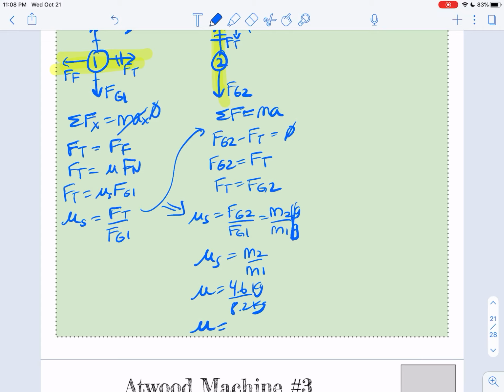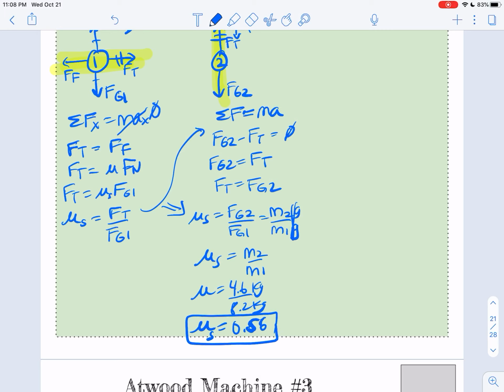You see how it comes out to the ratio of the masses? I bet you $100 it always comes out like that. I can't remember, but I guarantee you it does. Something cancels. Okay, 0.56. I got a number less than 1, but kind of on the biggish side since it's static, so that makes me feel pretty confident about that answer.